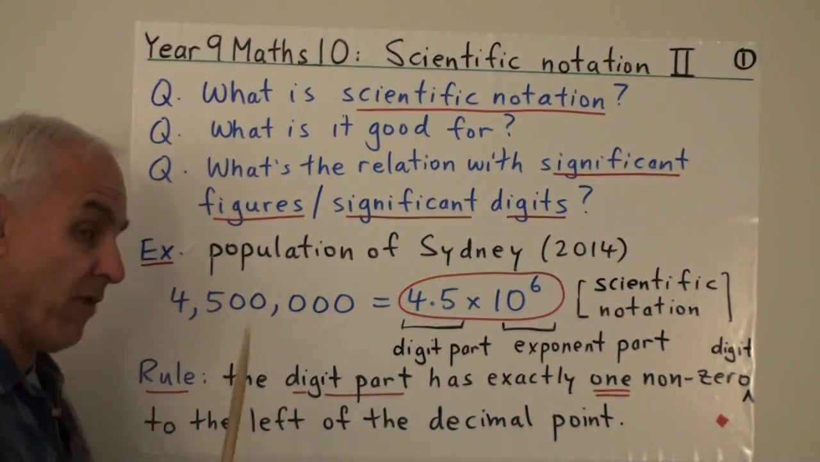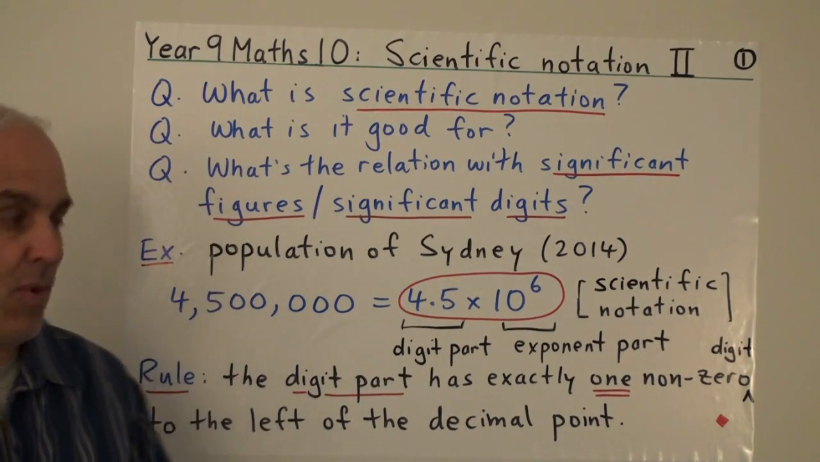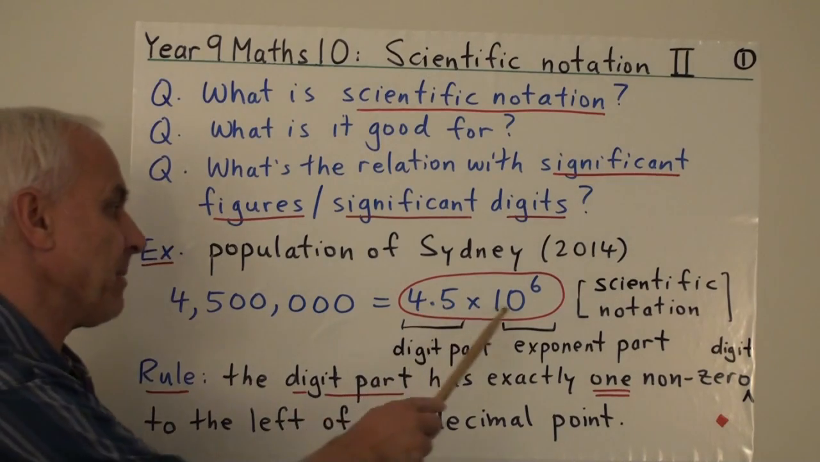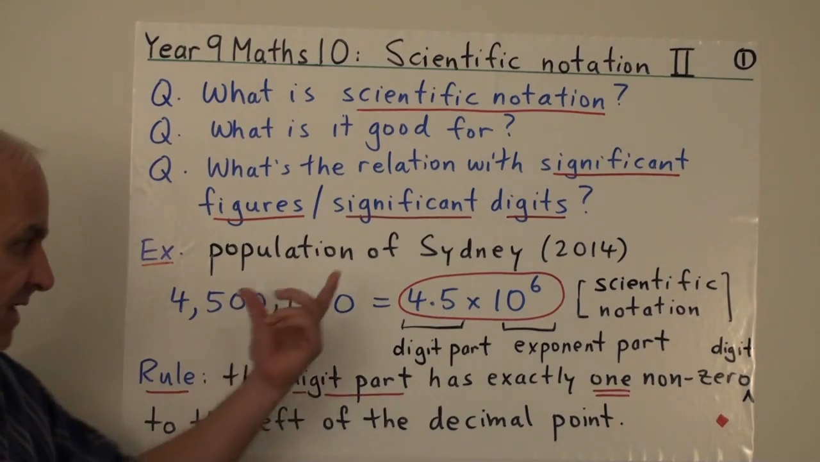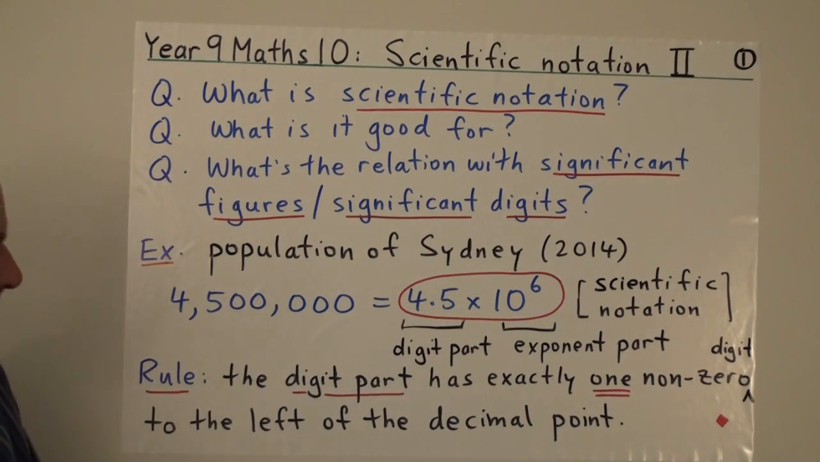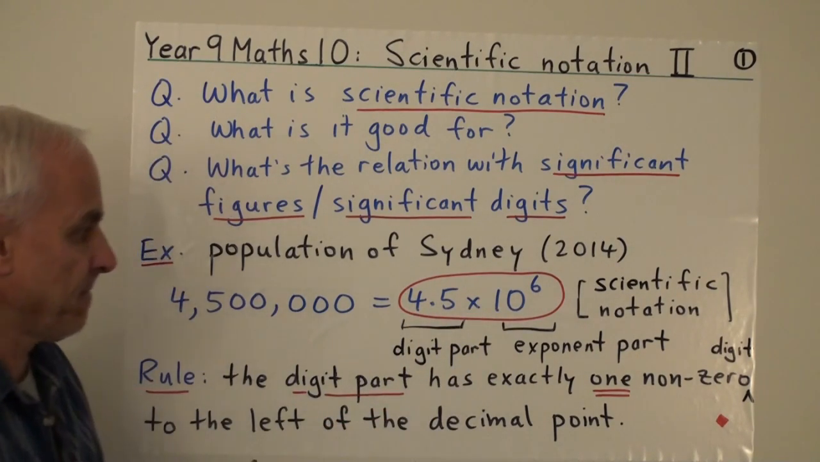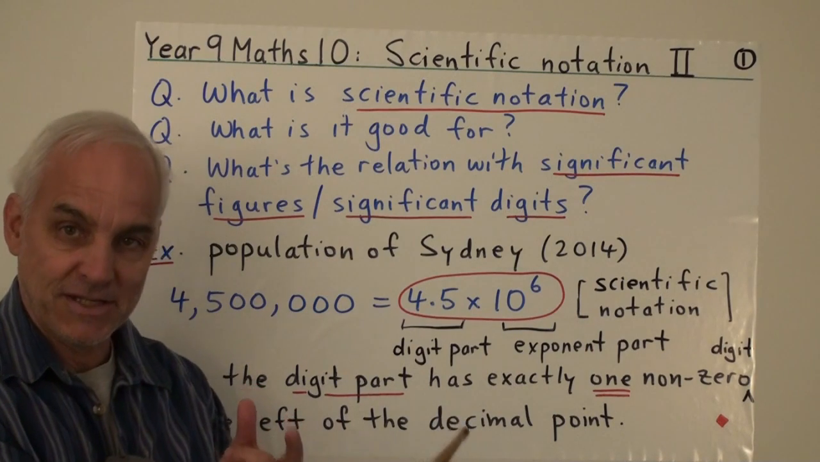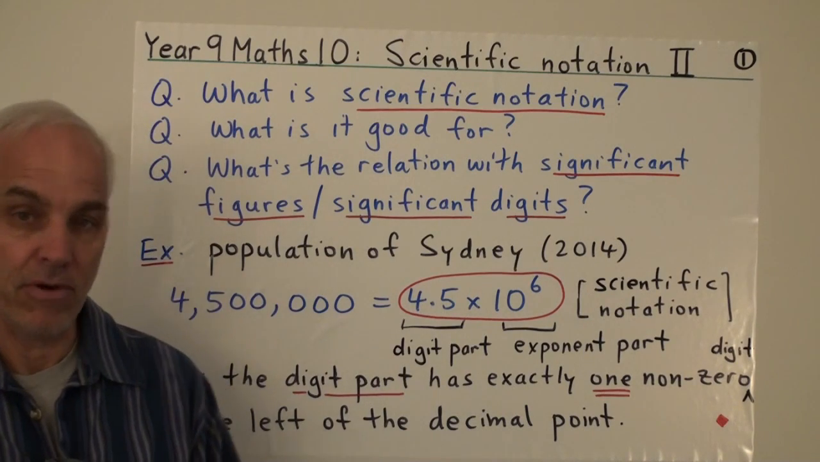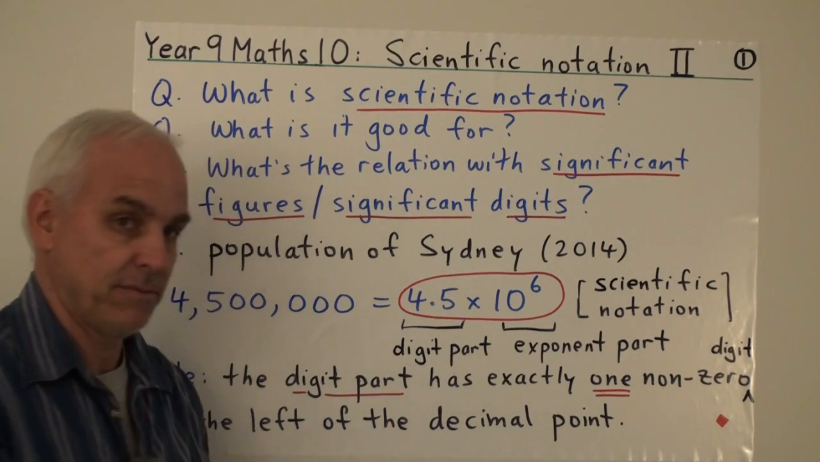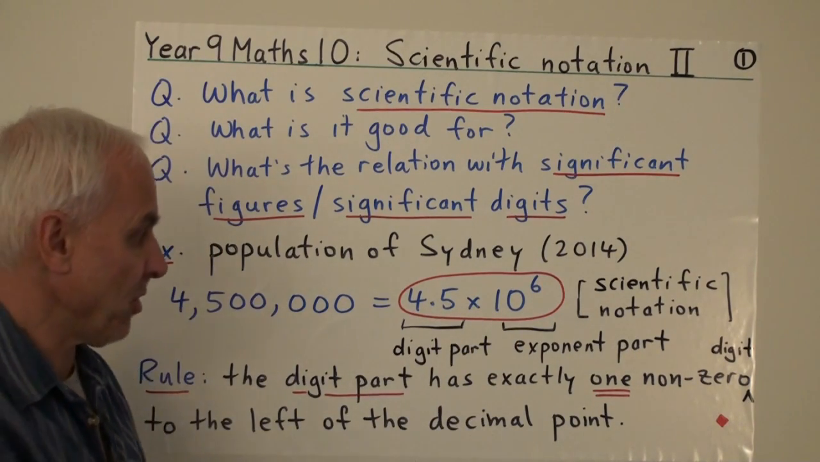Now this is the standard way of representing this number, and this is the scientific notation way. In England, this is sometimes called standard form, or standard index form. We'll just say this is scientific notation. So let's have a look at it. We're talking about 4.5 times 10 to the 6. So there's two parts to this scientific notation expression. On the left we have a decimal number, which we're going to call the digit part. And on the right we have a power of 10, which we're going to call the exponent part.